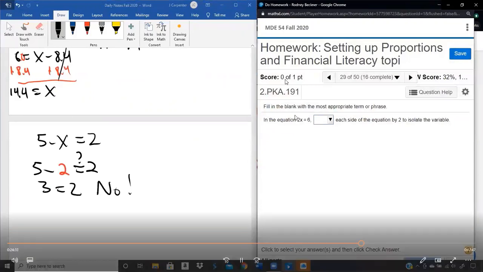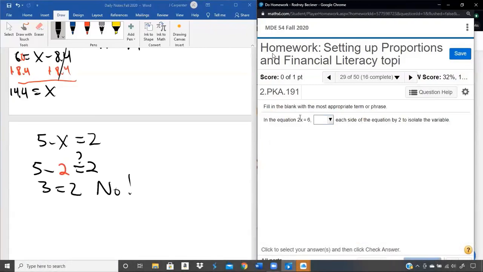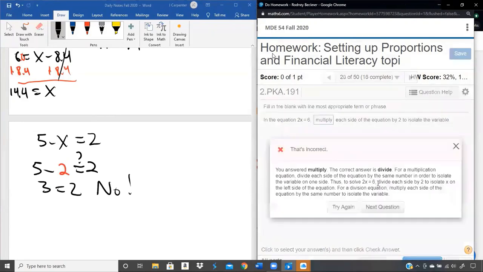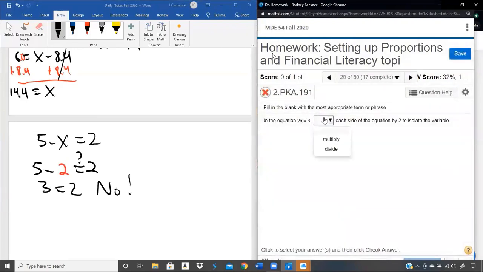Fill in the blank. In the equation 2x equals 6, blank each side of the equation by 2 to isolate the variable. So this is not 2 plus x, this is not 2 minus x, this is 2 times x. The opposite of multiplication is division, so we should be dividing both sides by 2. They only give us 2 options, multiply or divide. If you try multiply, final check, nope, it was wrong, we're supposed to divide. Try again. Literally the same problem, divide, boom, we're good.